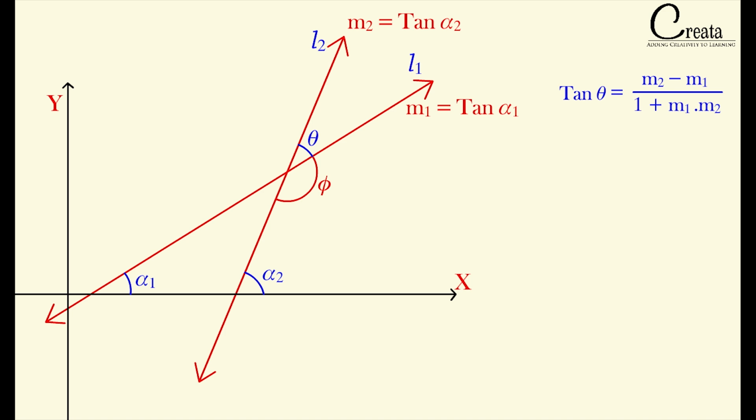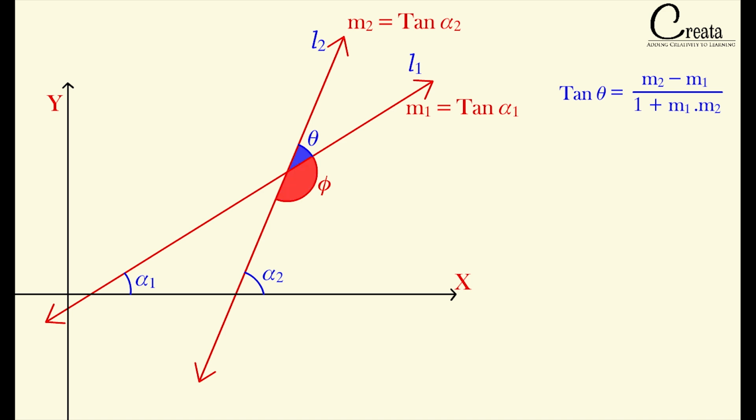Moving further, just as I said earlier, two angles are formed between the two intersecting lines, angle theta and angle phi, and we have calculated the value of angle theta. Let's see the value of angle phi.